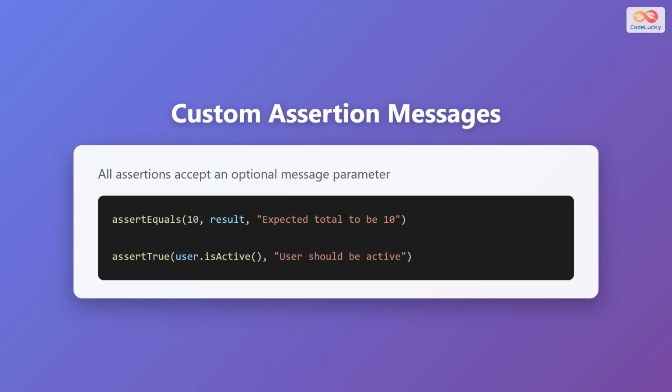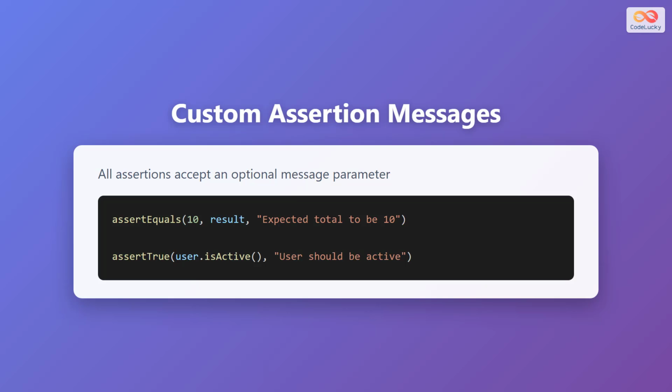Every assertion function in kotlin.test accepts an optional message parameter that provides context when an assertion fails. This is incredibly valuable for debugging because it tells you not just that something failed, but why it was expected to succeed. In the first example, if the assertion fails, the message "expected total to be 10" will be displayed along with the actual value.